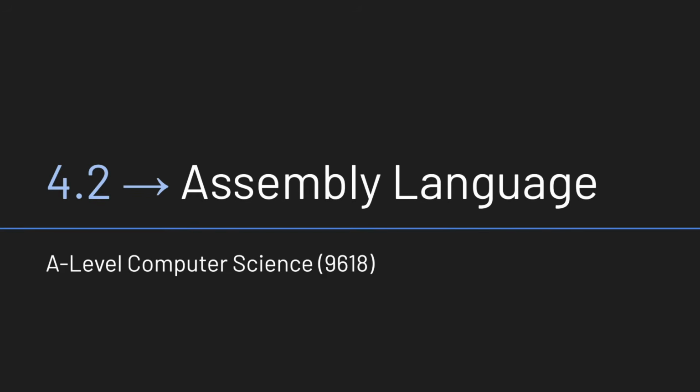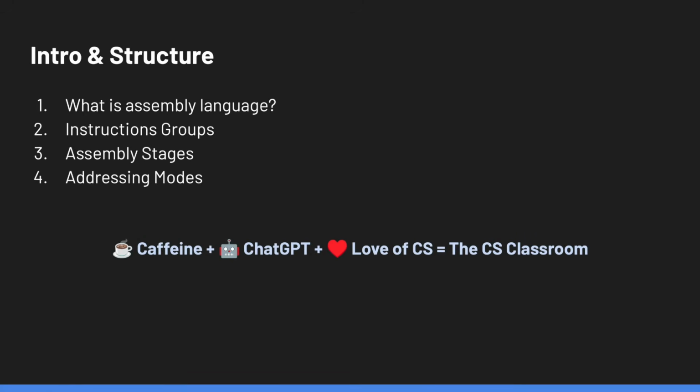Now let's move on to subsection 2, which focuses on assembly language. In this section, we're going to talk about what assembly language is, instruction groups, assembly stages, and addressing modes. We're also going to be solving some A-level questions, with that being the focus of this particular section. Keep in mind that we're not going to have to learn how to write code in assembly language, just how to trace and understand code.